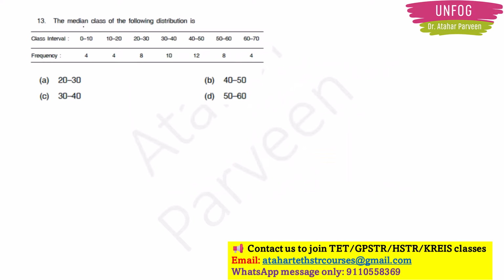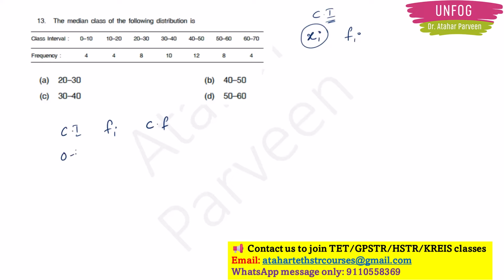Now, the question is: the median class of the following distribution is. Till now, we had a frequency distribution with xi and fi, right? In place of xi, they have given you class interval. That's all. You can make a frequency distribution table, find summation fi, then write the cumulative frequency. You remember the procedure to find the median? Anyway, I will solve it. You understand now. The class intervals, then the frequency fi, and then the cumulative frequency.